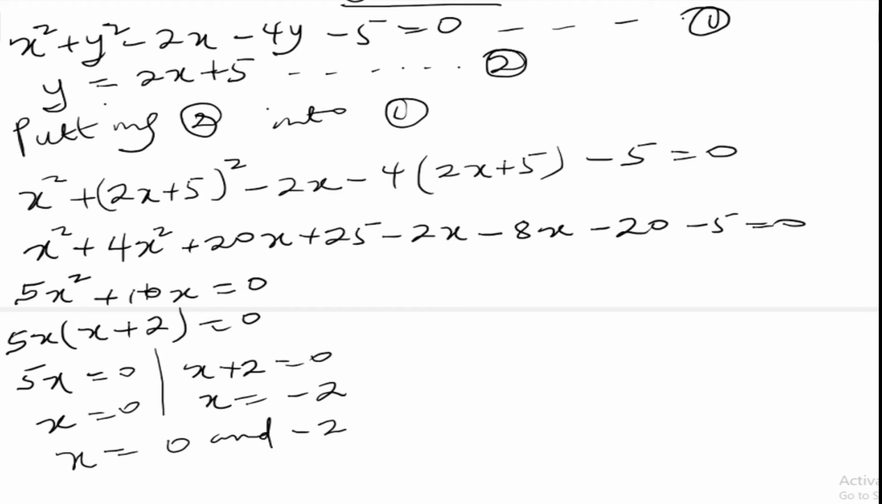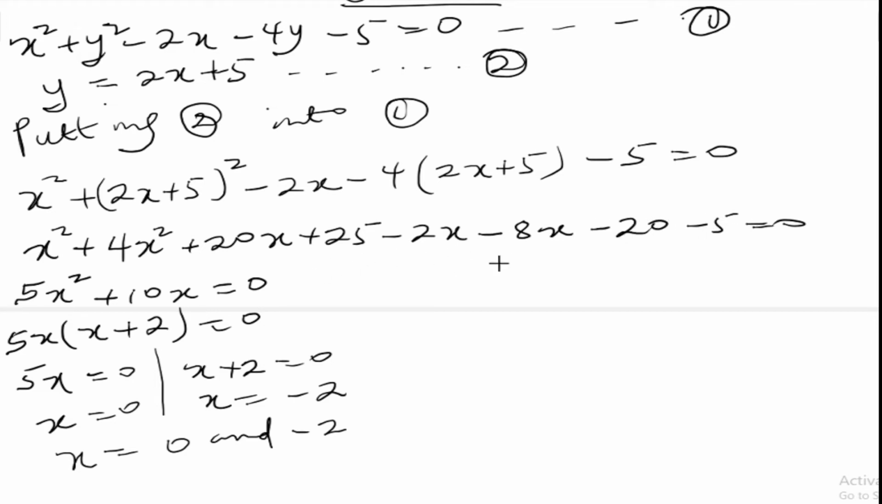We are now simplifying further, since these are like terms. x squared plus 4x squared gives us 5x squared. Then 20x minus 2x gives 18x, minus 8x gives 10x. Then 25 minus 20 minus 5 gives 0, because this is negative 25, so 25 minus 25 is 0.